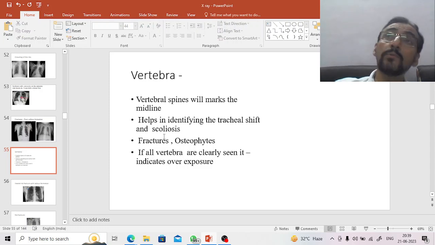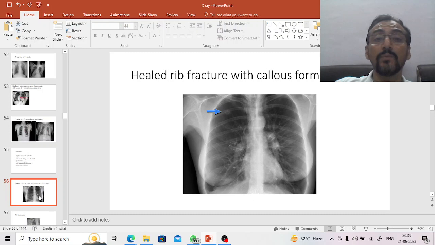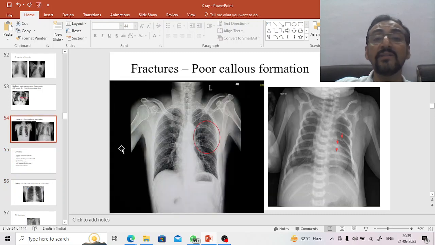And if you are able to count all the vertebrae, then it is called overexposure. As in this case, if you see the second picture, you are able to count all the vertebrae. See, C1, C2, C3, C4, C5, C6, C7, T1, 2, 3, 4, 5, 6, 7, 8. You are able to count all the vertebrae.